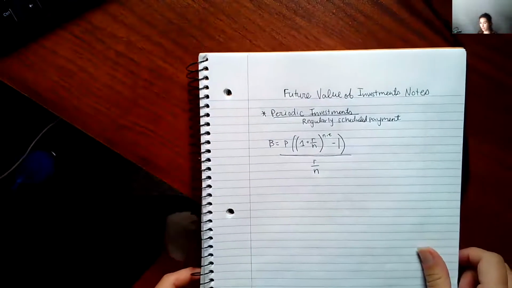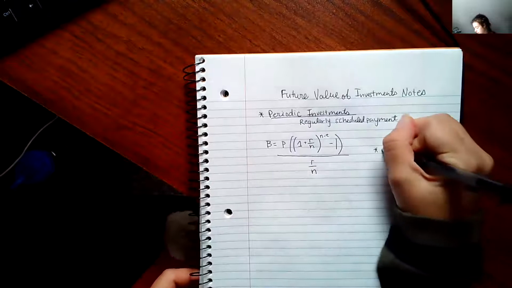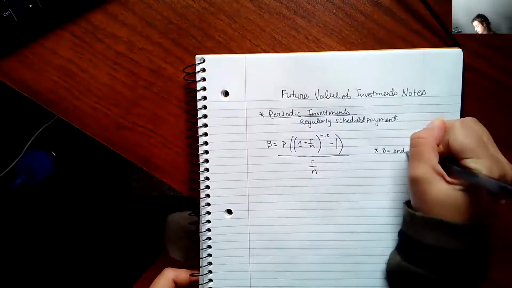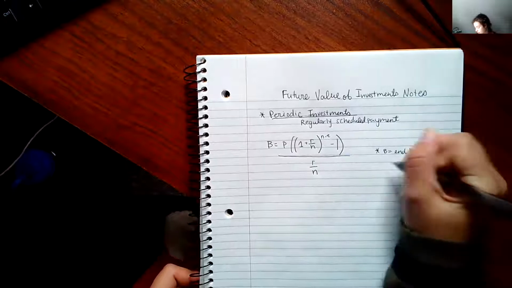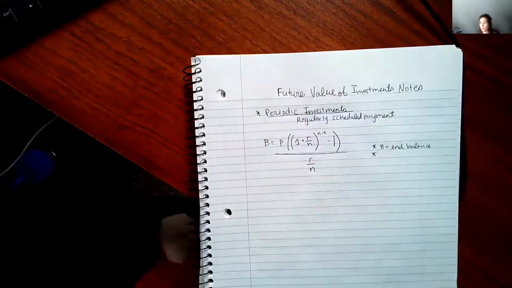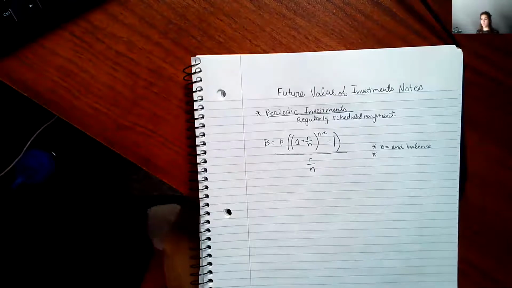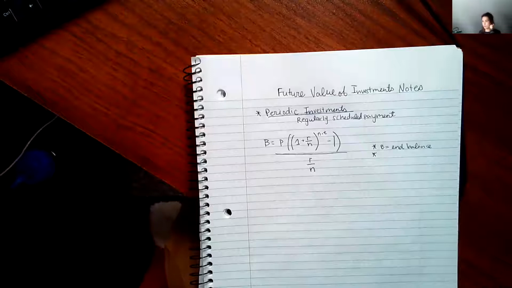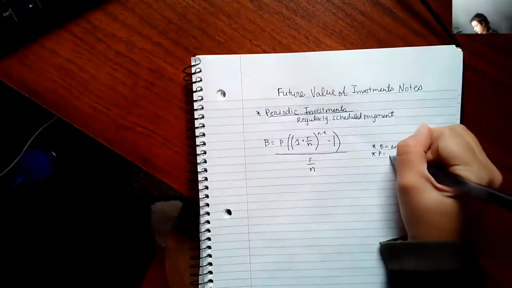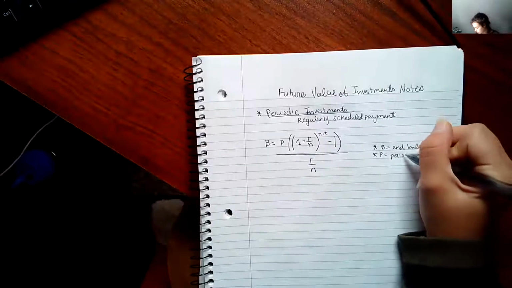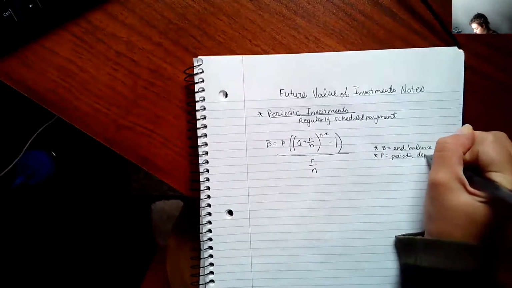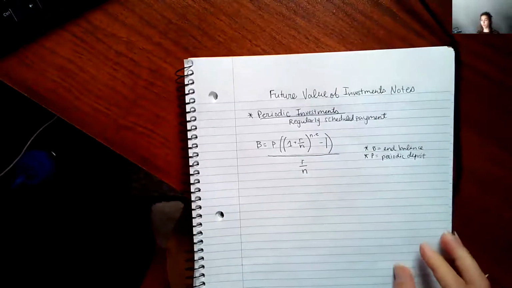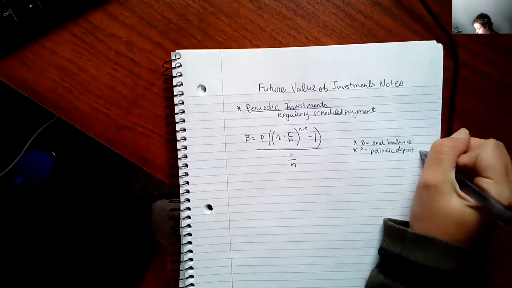So what do all of these letters mean? Well, B is going to be my end balance. P is different. Usually we've been talking about P as our principal, but now what we're saying is every single month we're going to put the same amount of money into our account that's compounding, getting interest paid out with compound interest. So P will be our periodic deposit amount. You could think of it as still the money value.